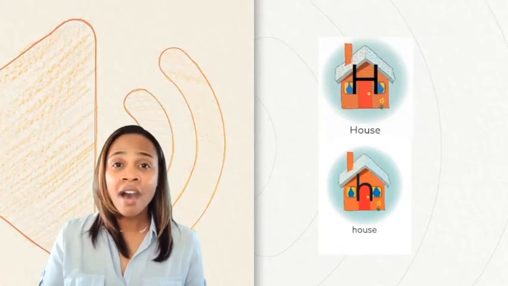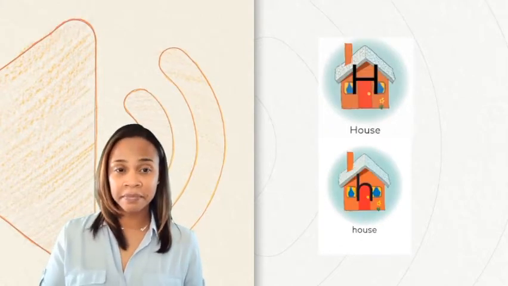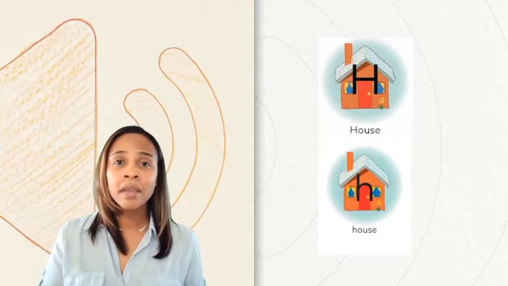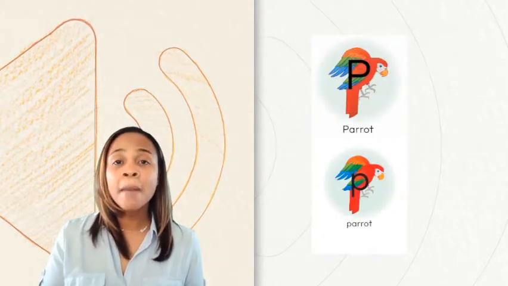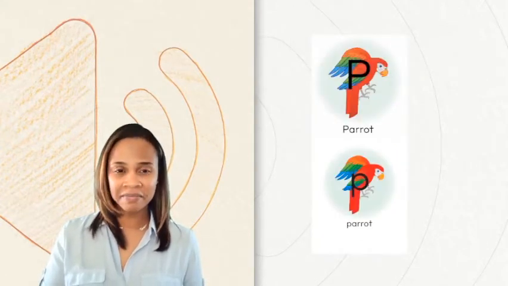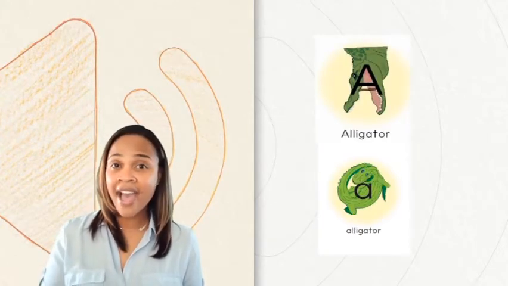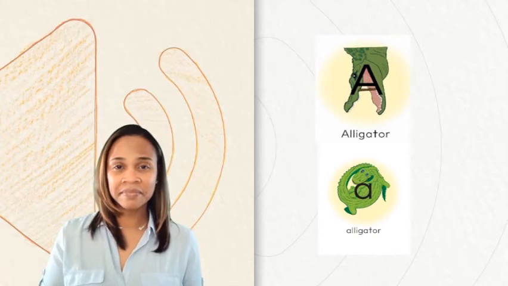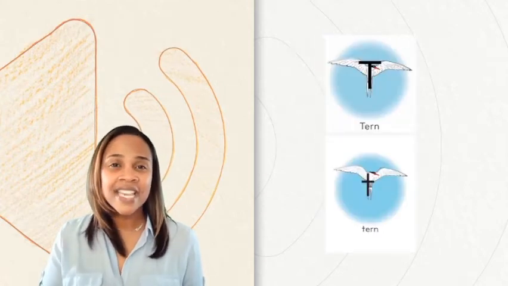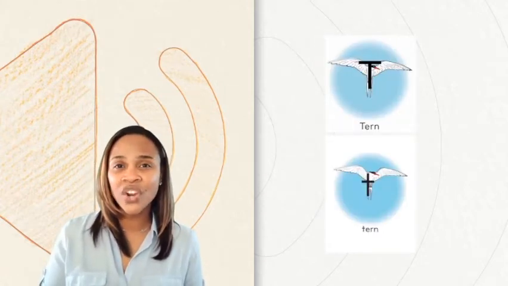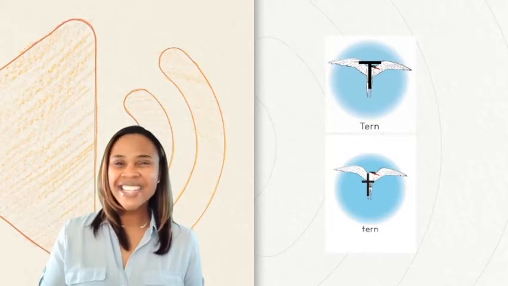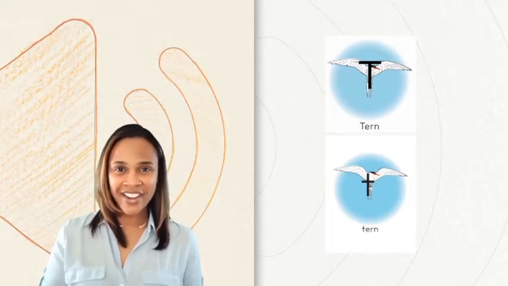H, H, house. P, P, parrot. A, A, alligator. T, T, turn. Nice work with all your letter sounds.